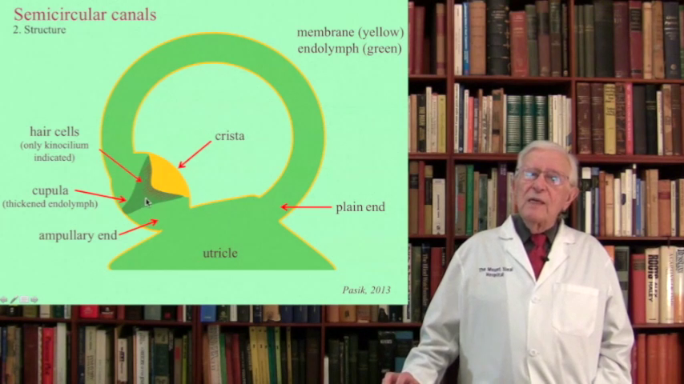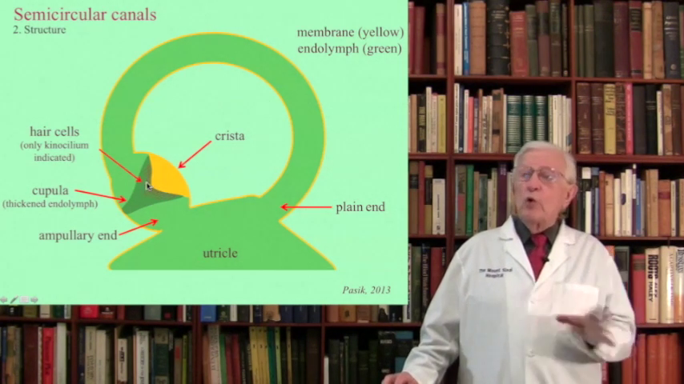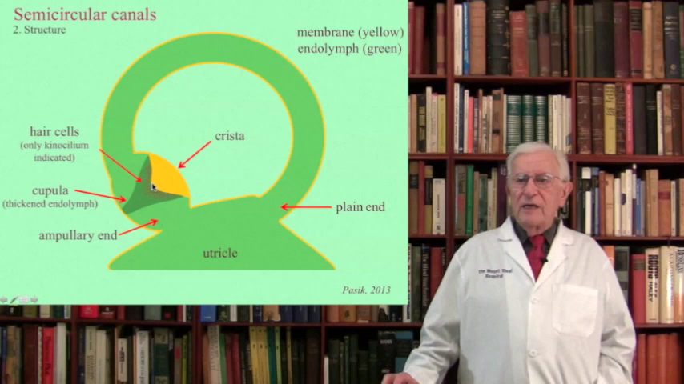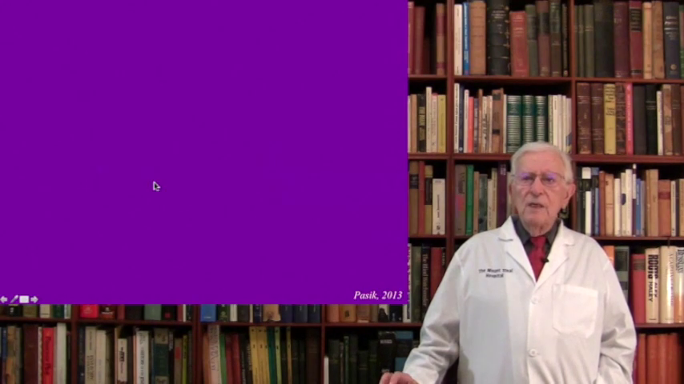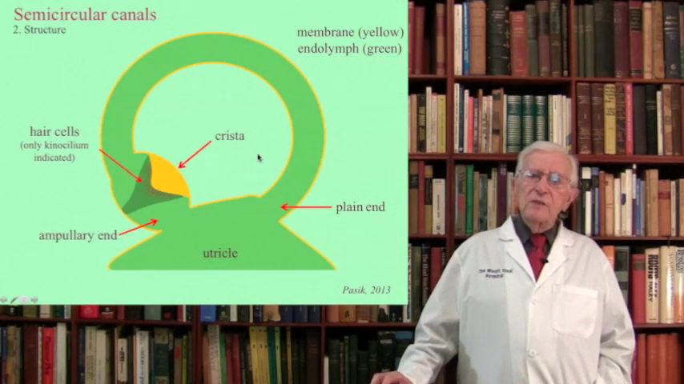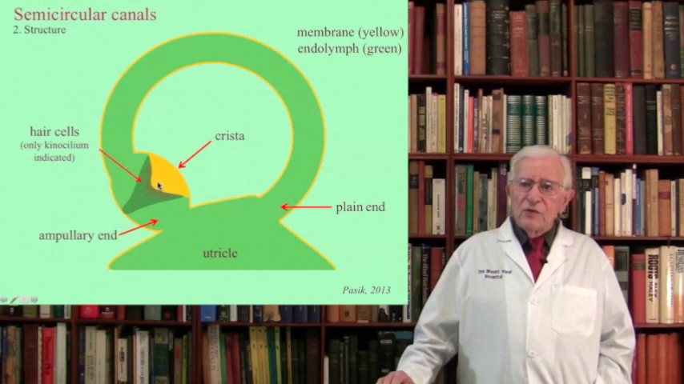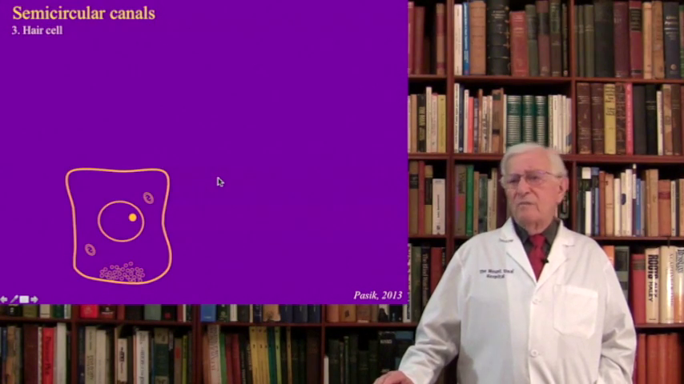That's the cupula. They occlude completely the lumen of the canal. Let's see the consequence of that. Let's deal now with these receptor cells first, all right? Now, you have here a hair cell.